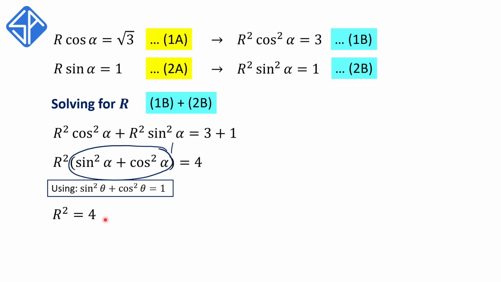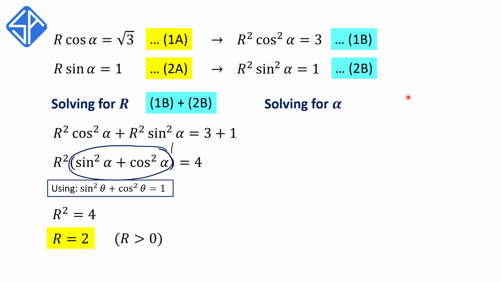Now from the question, we were given that r is greater than 0. So this means that we're going to take the positive square root of r. So we have got r is equal to 2 as our answer. Next, we're going to solve for alpha. And to do that, I'm going to make use of equations 1a and 2a.